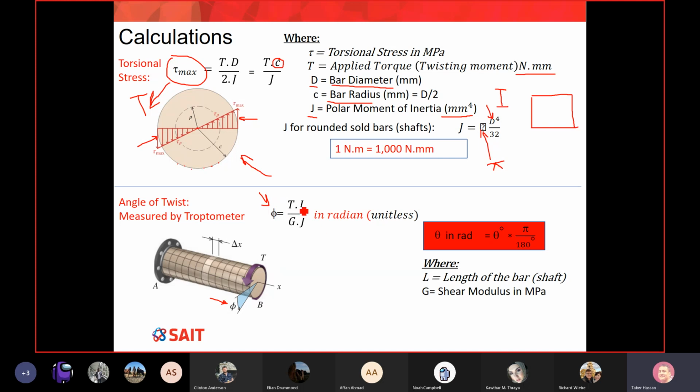The last one is the discussion today, which is the G here. You know everything so far. You know T, which is the torque. You know L, which is the length of our specimen. And you know J, which is the polar moment of inertia. Lastly, the G, which is our discussion next. This is called the shear modulus.